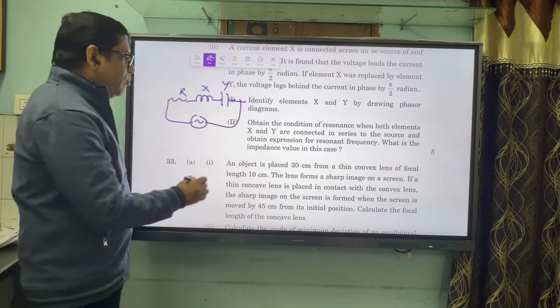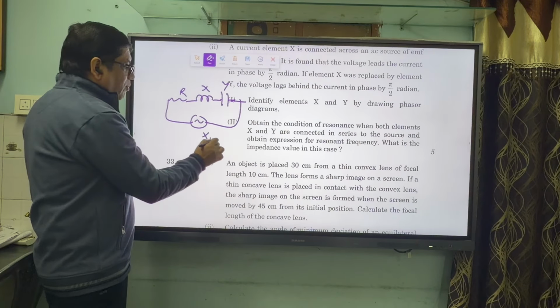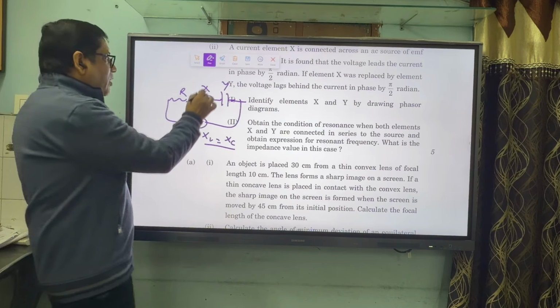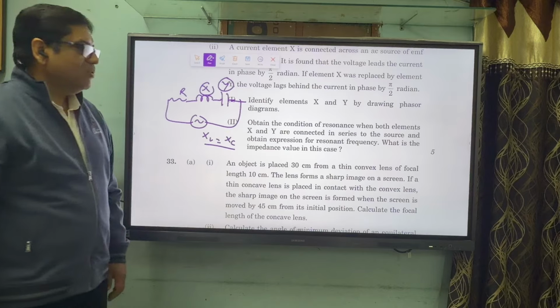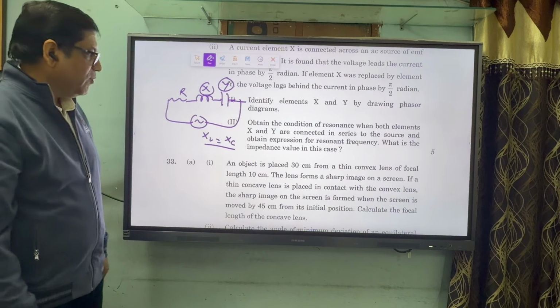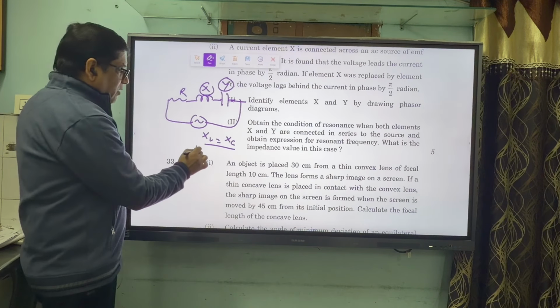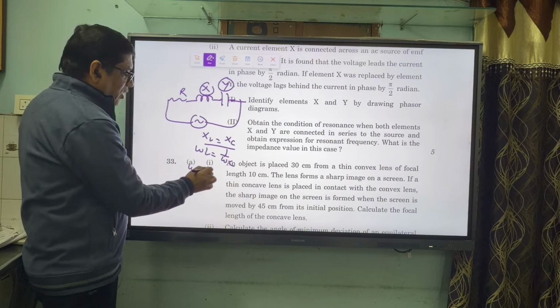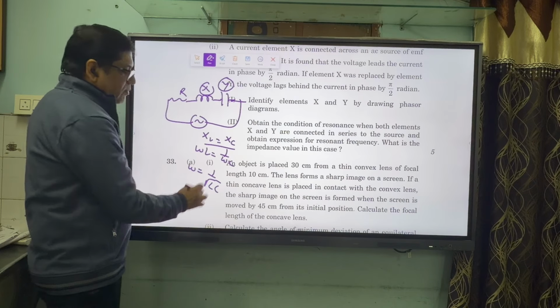so what will be the resonance condition? Resonance कब होगी? जब XL will be equal to XC, तो resonance condition होगी. जब इसकी वैल्यू XL की वैल्यू XC के बराबर हो जाएगी तो resonance condition हो जाएगी. और हमें फ्रीक्वेंसी निकालनी है. XL होता है ओमेगा L, XC होता है 1 by omega C. यहाँ से ओमेगा की वैल्यू आ जाएगी 1 by √(LC).